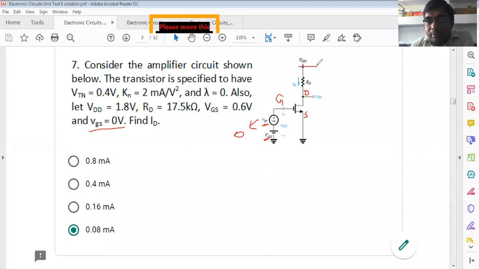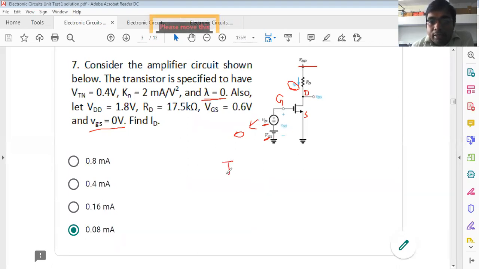Now the supply voltage is mentioned, a DC voltage source of 1.8 volt. RD and ID are mentioned. ID is the current flowing from the drain to the source terminal, and we have to find out this ID. How do we find it? One hint is given, lambda. Lambda is the channel length modulation parameter, and it is 0, which means there is no effect of channel length modulation.